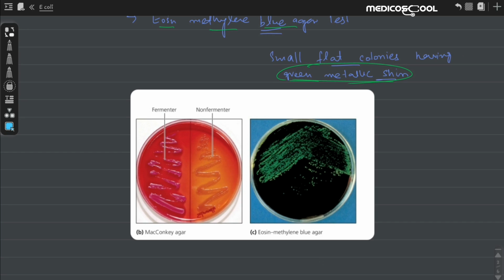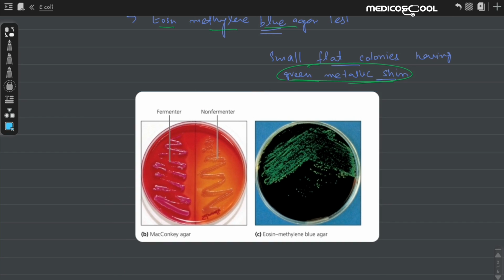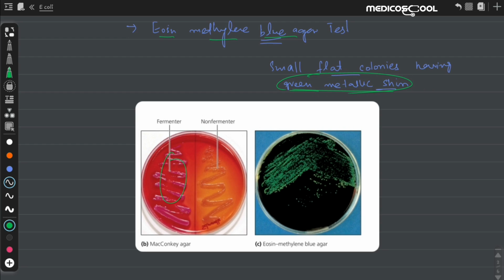So now here you can see the MacConkey agar. These are the pink smooth colonies formed by the lactose fermenters, and these are the non-lactose fermenter colonies having yellow color. And this is the eosin methylene blue agar, in which you can see flat colonies having a green metallic sheen. This is the characteristic of Escherichia coli.